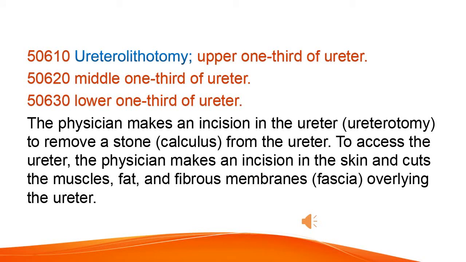Ureterolithotomy, upper 1/3 of ureter. Middle 1/3 of ureter. Lower 1/3 of ureter. The physician makes an incision in the ureter, ureterotomy, to remove a stone, calculus, from the ureter. To access the ureter, the physician makes an incision in the skin and cuts the muscles, fat, and fibrous membranes, fascia, overlying the ureter.